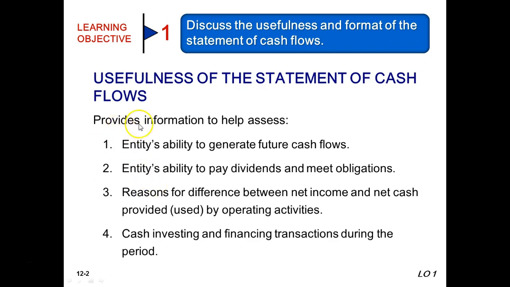This statement of cash flows tells about the entity's ability to generate future cash, where they're spending their money, and their ability to pay dividends and meet obligations, because remember, we can't pay dividends if we don't have retained earnings and enough cash on hand. It also explains the reasons for the difference between net income and net cash provided or used by operating activities. Remember, our operating activities are generally our day-to-day activities. And then we also have our cash investing and financing transactions. We're going to talk about each of those as we go.